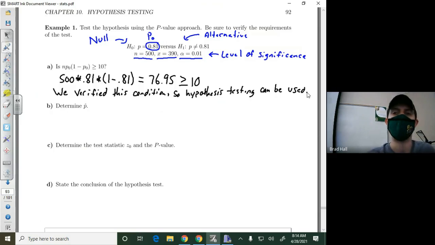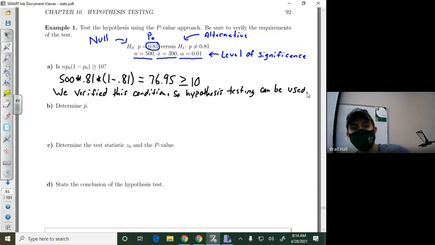If this condition failed, then what this tells you is that you didn't sample enough people in your study. You need to go out and find more people to study. But here it seems like 500 is plenty enough.